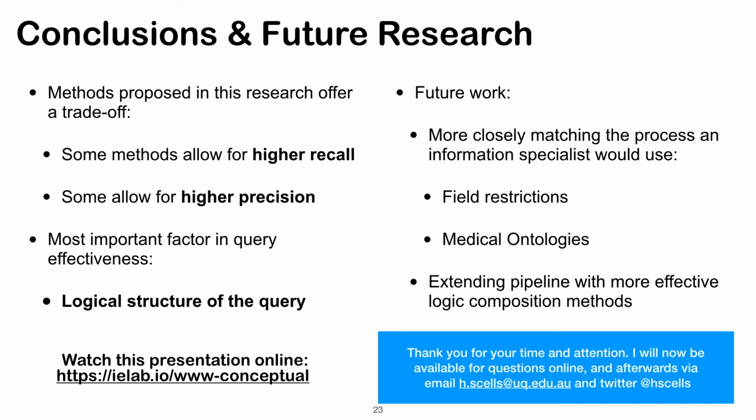For future work, we plan to more closely match the types of Boolean queries that are constructed for the task of systematic review literature search. Here, this means using different field restrictions and exploiting ontologies to further improve effectiveness. We also plan to extend the pipeline with more effective logic composition methods. This includes exploiting seed studies for relevance feedback.